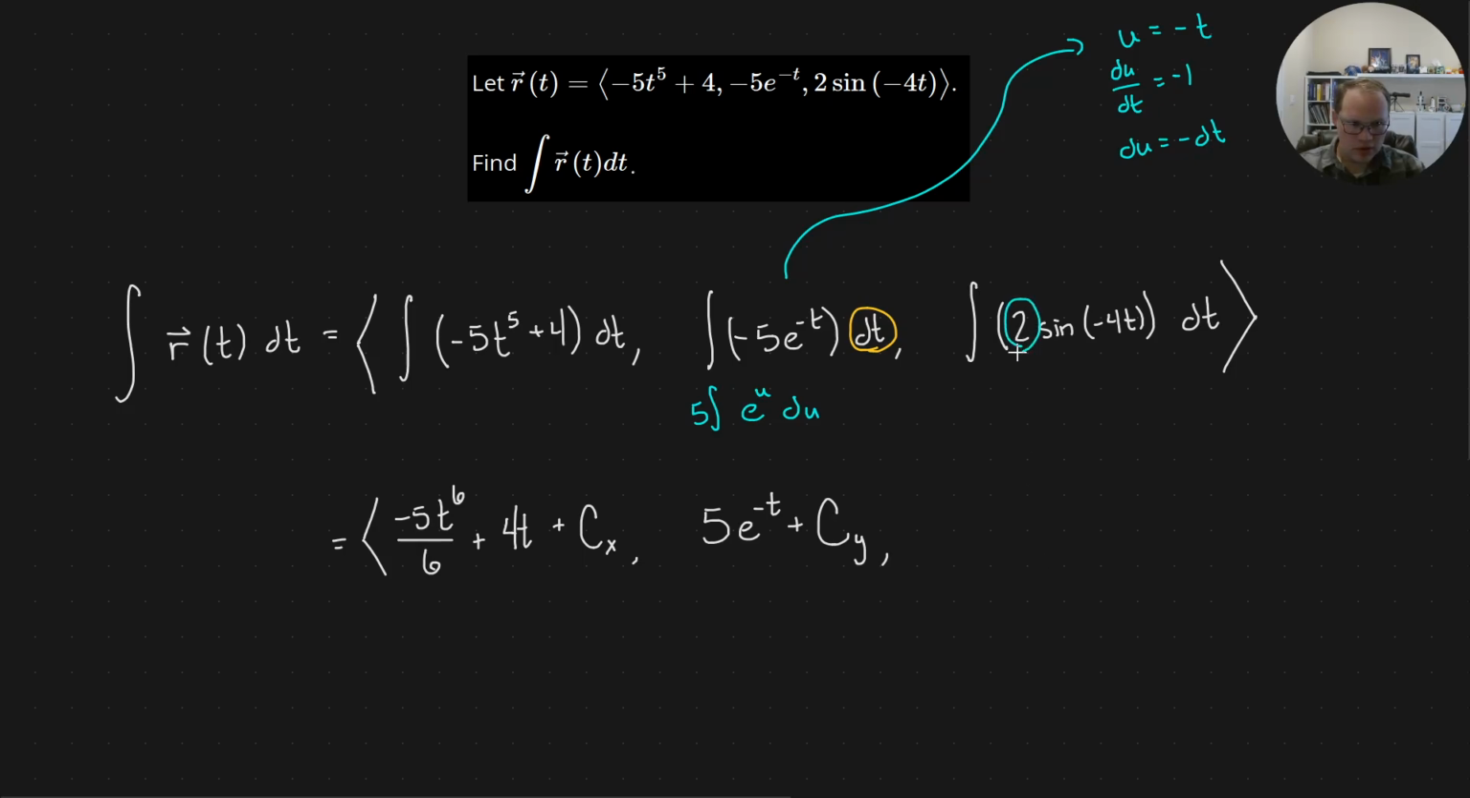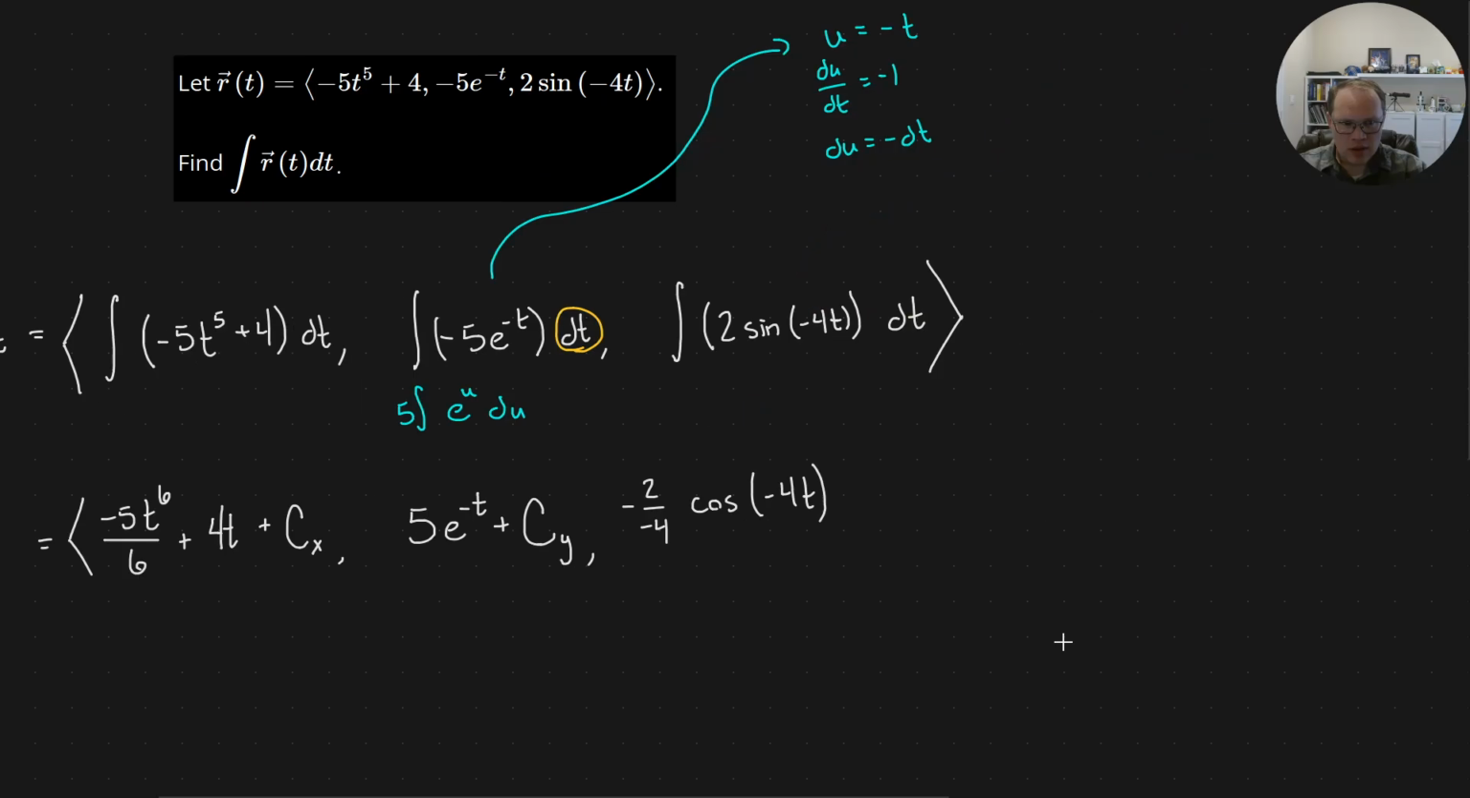The 2 comes along for the ride. And again, if you're real familiar with integrals, you have a linear term like this. I'm just going to end up dividing by a negative 4. So 2 over negative 4. And then the integral of sine is negative cosine. Okay, that was probably too fast for some of you.